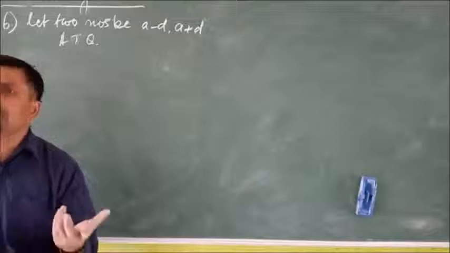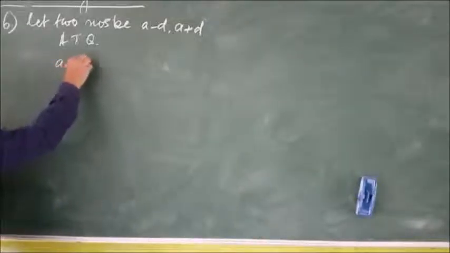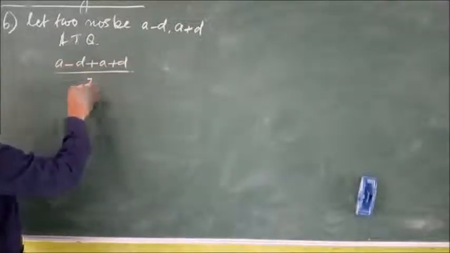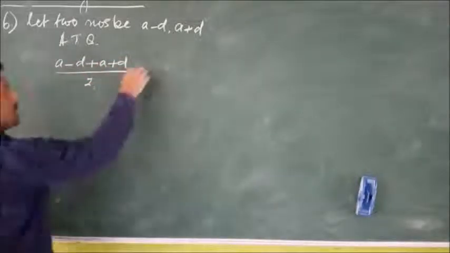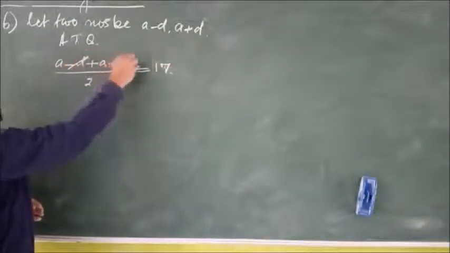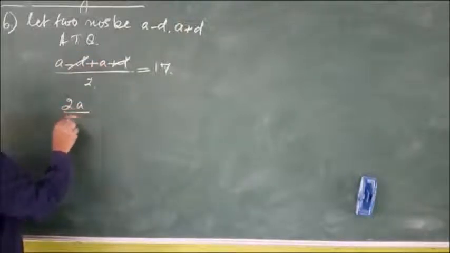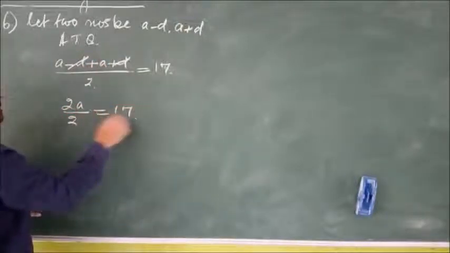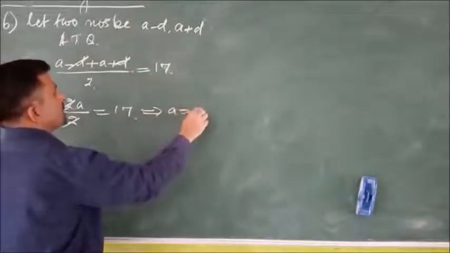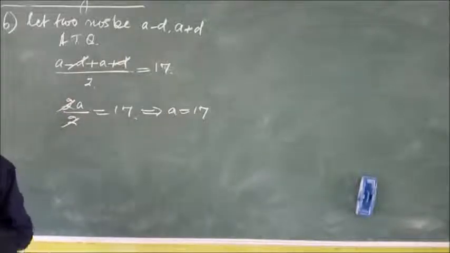Add the two and then divide by 2. So it will be A minus D plus A plus D divided by 2, and it should give you the arithmetic mean, and that is given as equal to 17. Simplify this, D and this D cancel, then A plus A, 2A divided by 2 is equal to 17. 2 cancel, finally your A is equal to 17. You got this answer? Yes, sir.